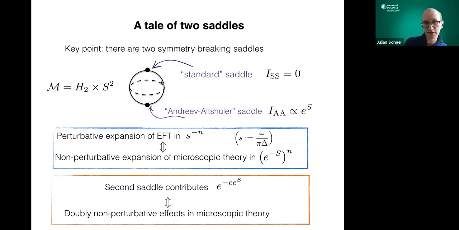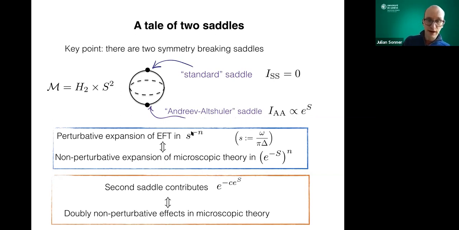What's interesting and important is that this standard saddle point has the property that it completely leaves intact the supersymmetry. If something is supersymmetric, then you can show that its action has to vanish, because the action will always be written in terms of supertraces, and the supertrace of something that's fully supersymmetric is always 0. But the Andreev-Altshuler saddle actually breaks the supersymmetry. Okay, so we have two saddle points. Both of them break the causal symmetry, that was by design, but only one of them also breaks the supersymmetry. That's the Andreev-Altshuler saddle.